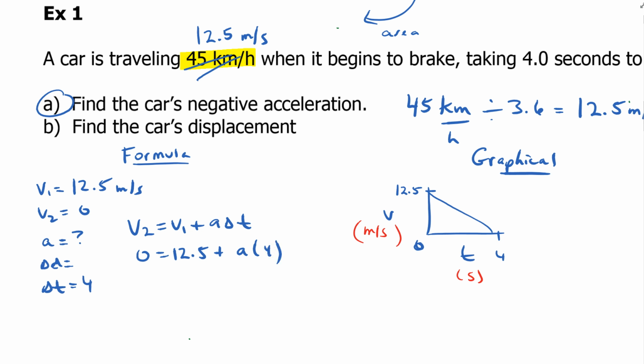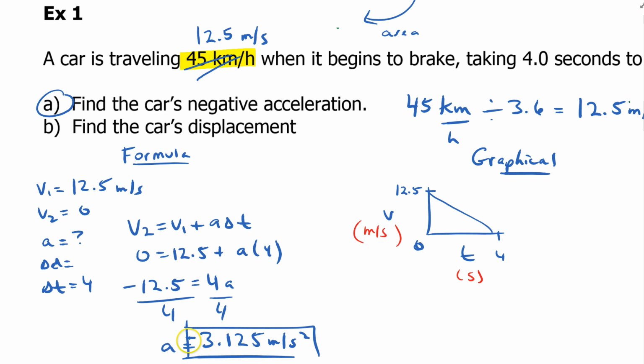Now being very careful with my algebra, first I'll subtract 12.5 from both sides. And then I'll divide both sides by 4. And then I find out that A is equal to negative 3.125 meters per second squared. Okay, so I got the first part done, and that's a negative.